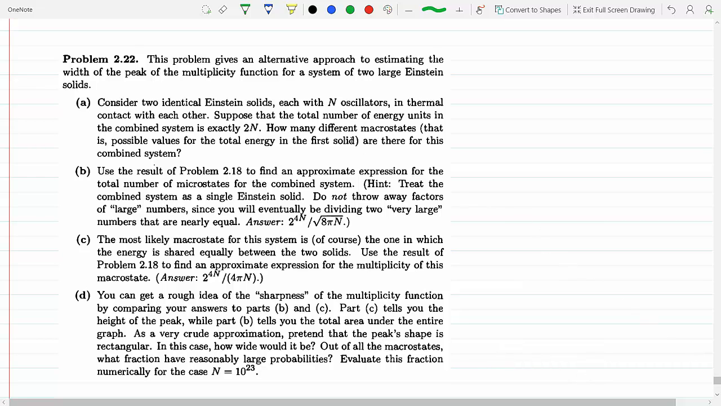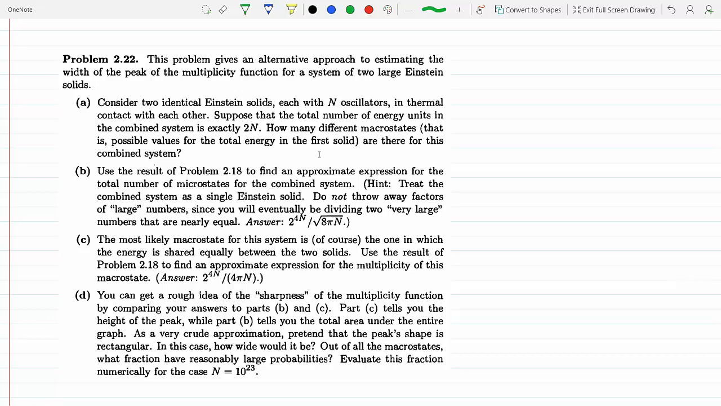In the book, he does go through a way of approximating the sharpness of the multiplicity function, i.e. the multiplicity of max. And this problem explores another way of doing so.